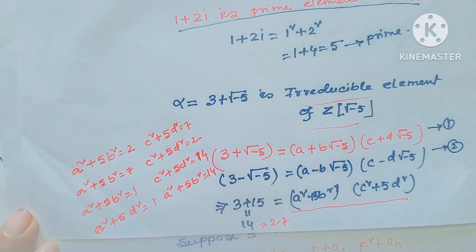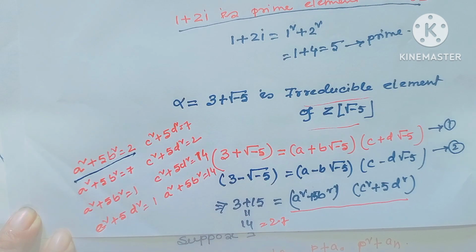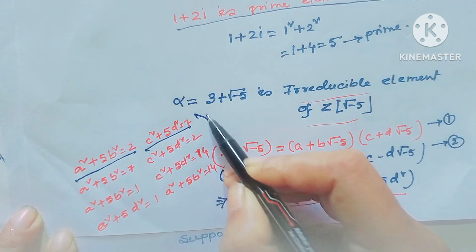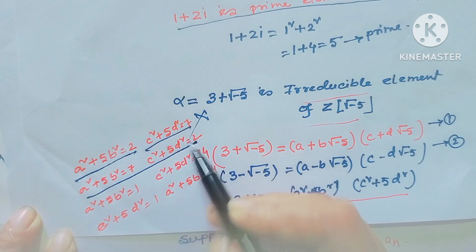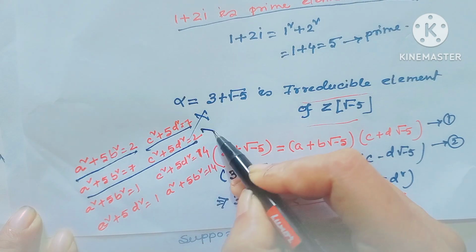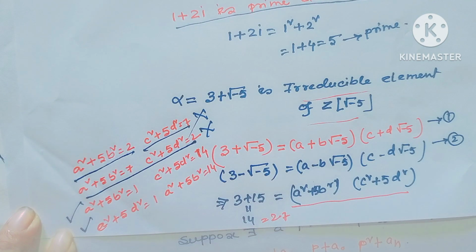Notice here a square plus 5b square equal to 2 is not possible. Similarly, c square plus 5d square equal to 7 is also not possible. So this is not true. Also, a square plus 5b square equal to 7 cannot be possible. So these are not possible. That means only these are true.